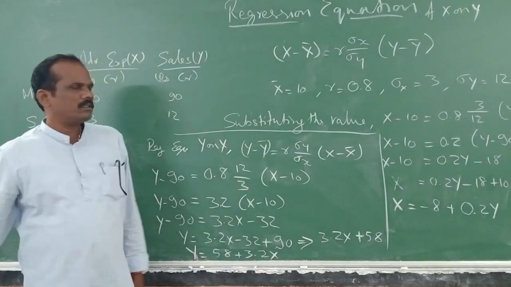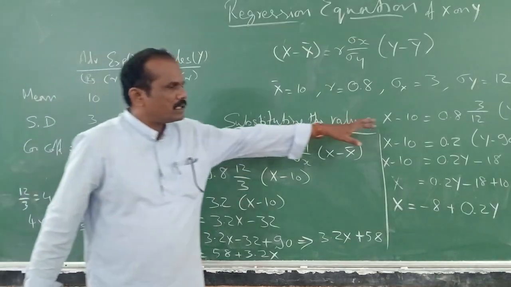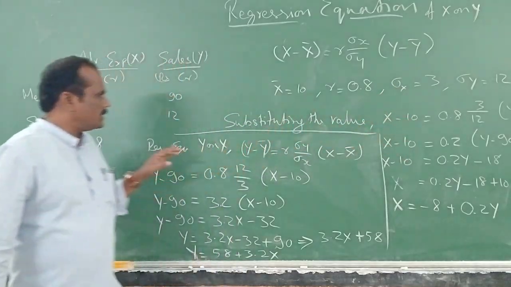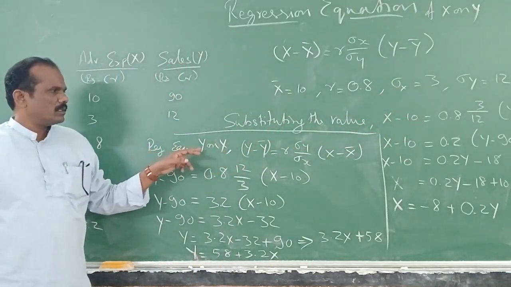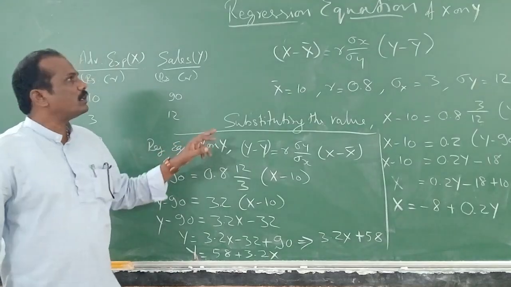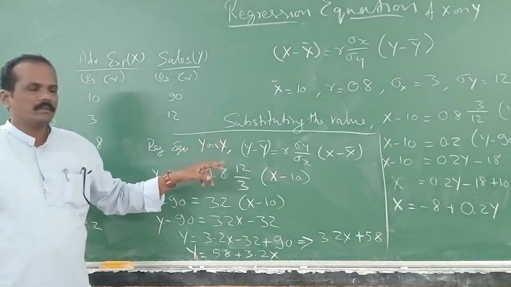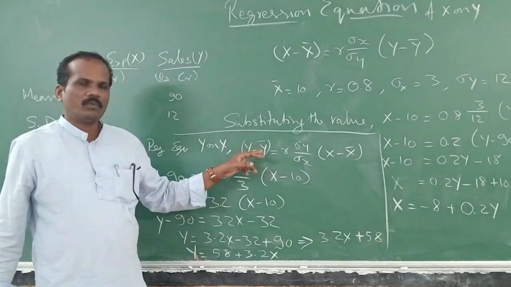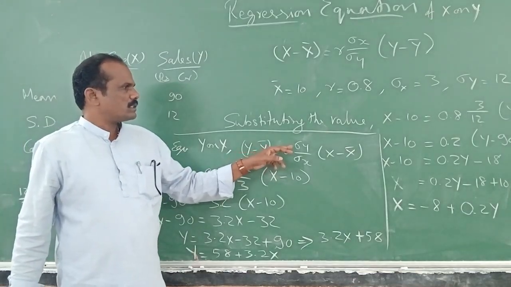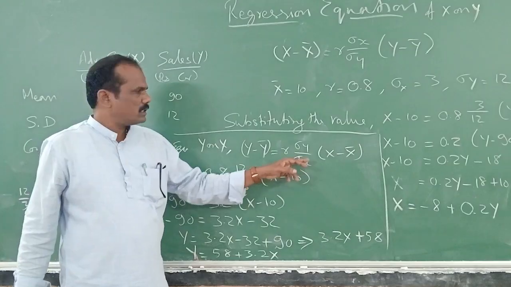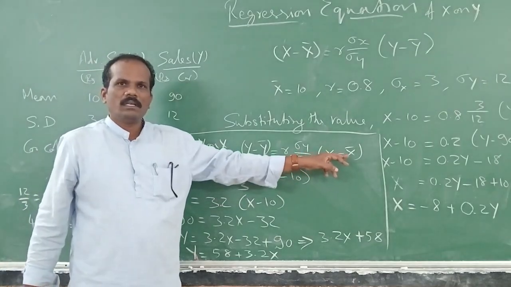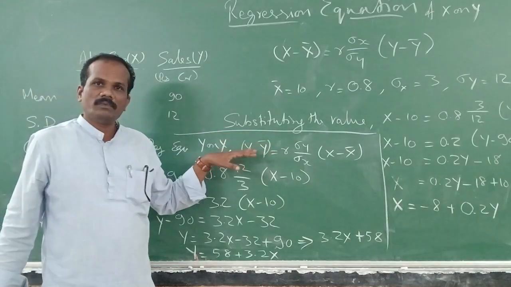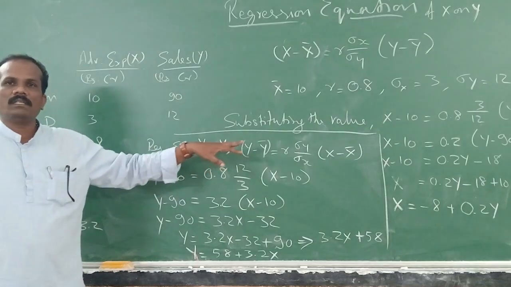Yes, students. In this part I have substituted the values into the x and y equations, and here I am obtaining the regression equation of y on x, right? The equation stands like this: y minus y mean is equal to r times standard deviation of y by standard deviation of x into x minus x mean, right? And here I am substituting the values into the equation of y on x.